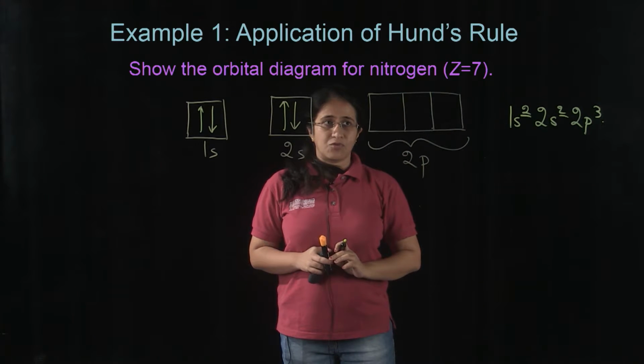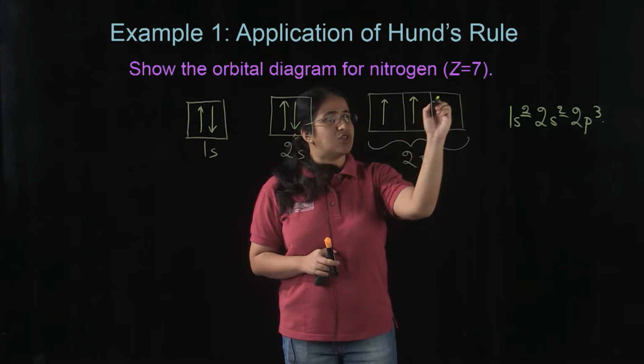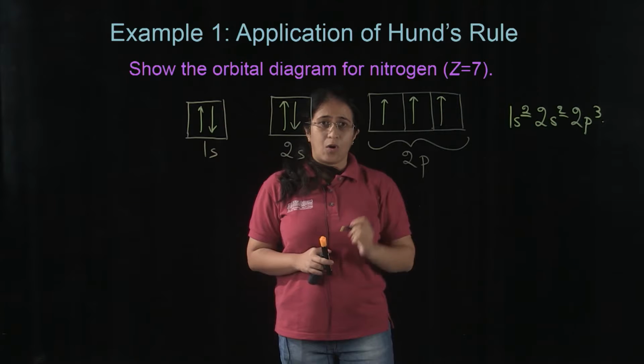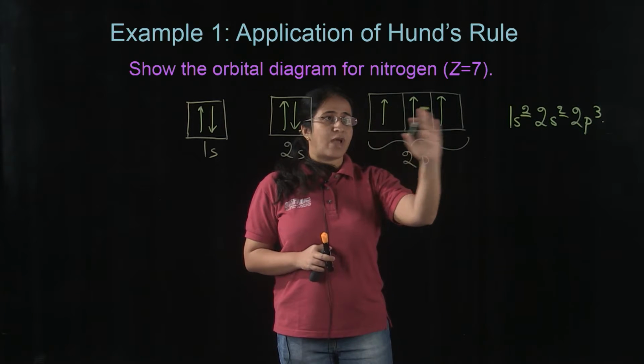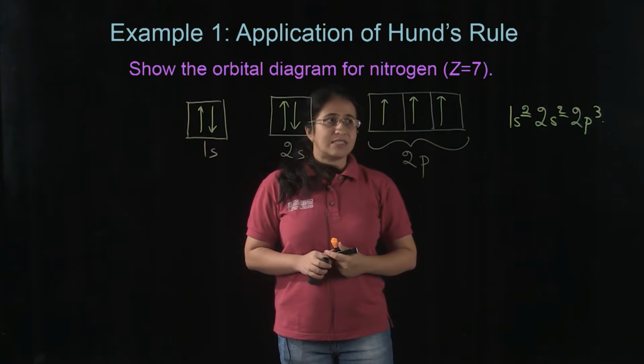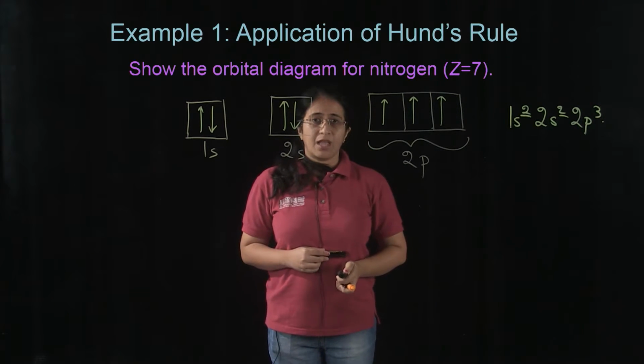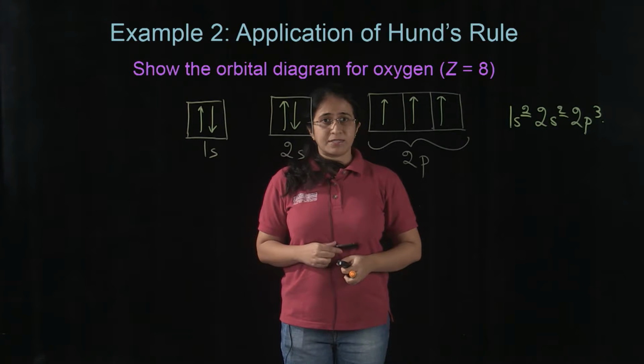So based on Hund's rule, you need to put single electron in each one of these orbitals, and they need to have same or parallel spins. So this is going to be the orbital diagram for nitrogen. Now let's do for oxygen.